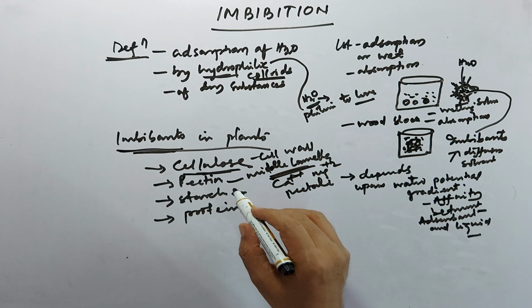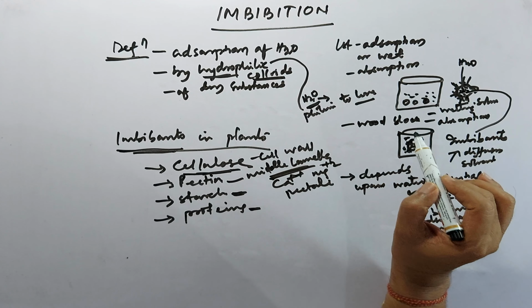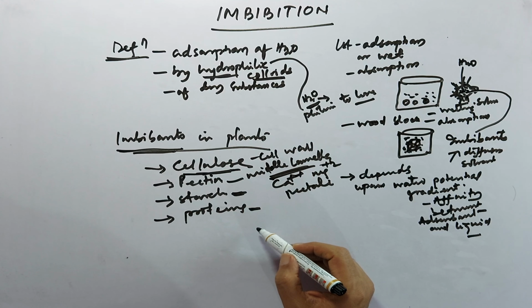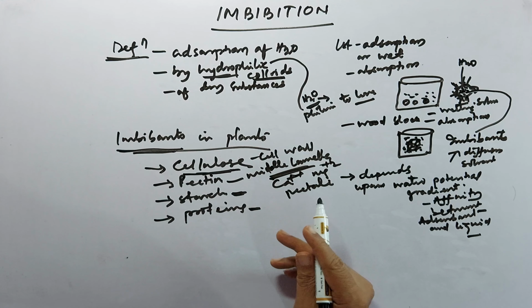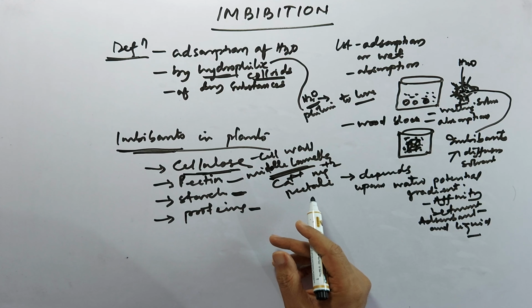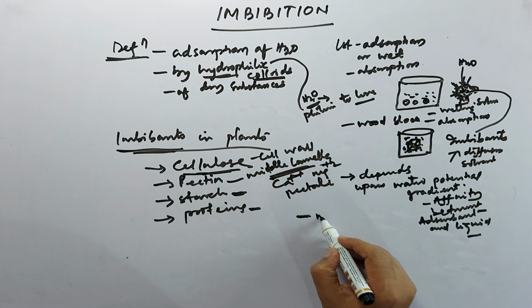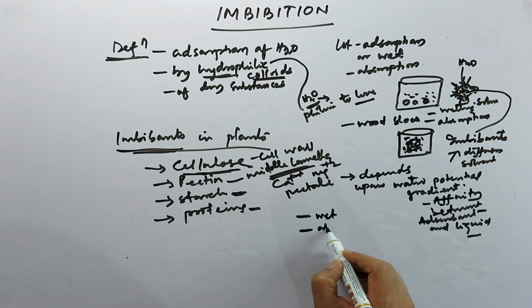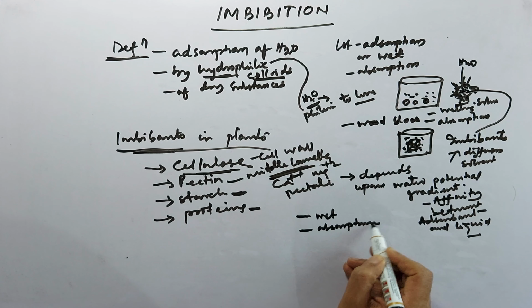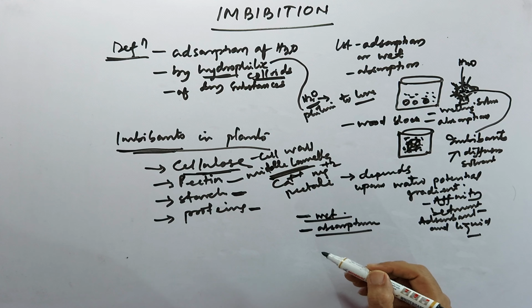In this way, seeds, wooden blocks or any water-loving substance, living or non-living, will swell when added to water. The first phenomenon is adsorption, the wet process, and the second is absorption. We should give this more emphasis: first adsorption, and then the entry of water into the substance. This is called imbibition.